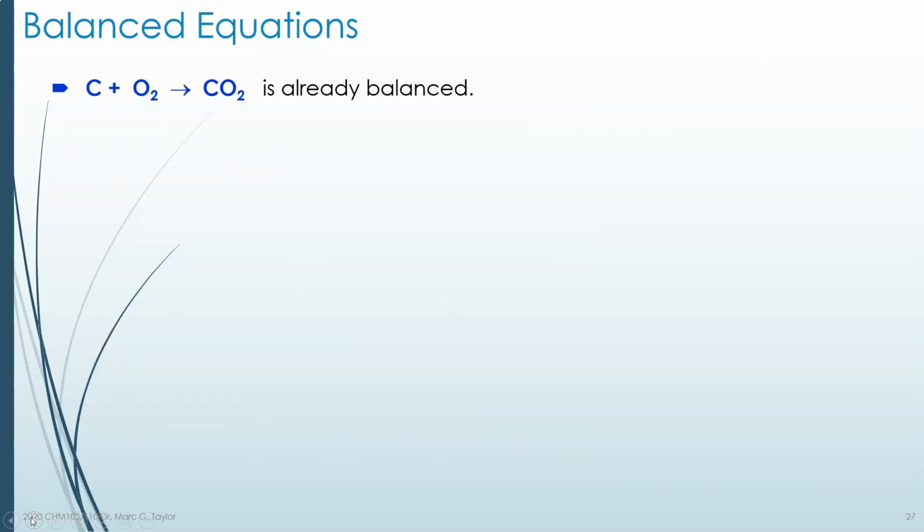So here's a reaction. Carbon plus oxygen gas, O2, produces carbon dioxide, CO2. And you'll notice the number of carbon atoms on the left is just 1. The number of carbon atoms on the right is also 1, so that's balanced. The number of oxygen atoms on the left are 2 oxygen atoms, and on the right, also 2 oxygen atoms. So this equation is already balanced, so you don't have to do anything.